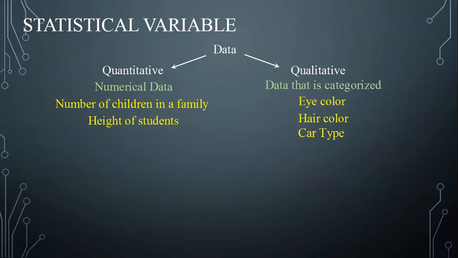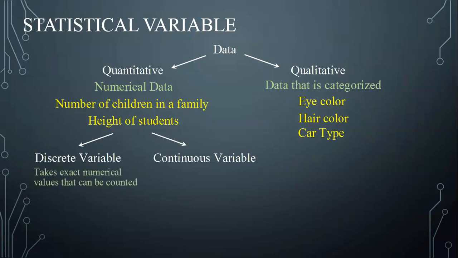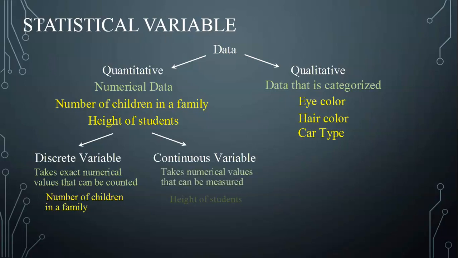And when we're speaking of quantitative data, it can actually be represented by a variable that could be both discrete or continuous. A discrete variable takes exact numerical values that can be counted, for example, the number of children in families. However, continuous variables do take numerical values that can be measured, for example, the height of students.